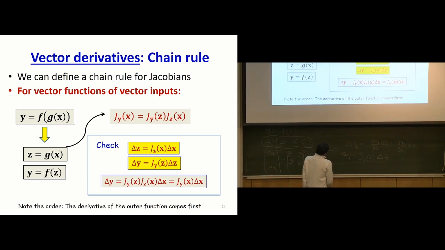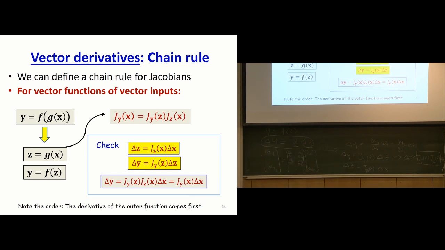But then similarly, the derivative of z with respect to x is going to be the Jacobian of z with respect to x, which means that you have delta z equals the Jacobian of z times delta of x. So if I plug this delta of z into this equation over here, this is going to give you delta of y equals Jy of z times Jz of x times delta of x. So if I look at the relationship of delta of y with respect to delta of x, the multiplicative term is this term in the box over here, which is the product of two Jacobians.